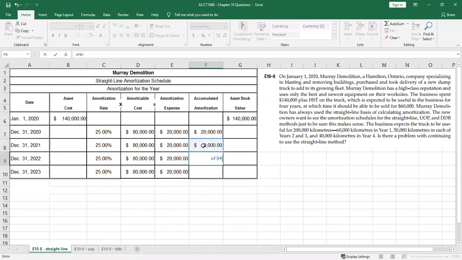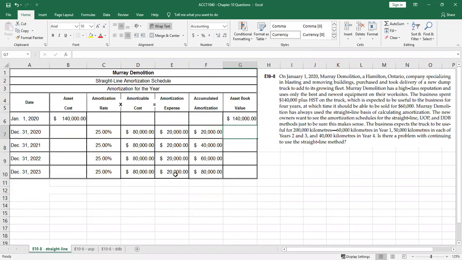If it's not clear yet, I'm sure it will be after we go through accumulated amortization for the next year. After 3 years, we have $60,000 of amortization accumulated. That's $20,000 a year for 3 years. And then finally, after 4 years, we've accumulated $80,000 worth of amortization.